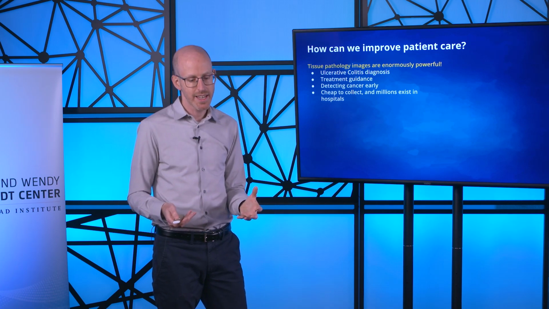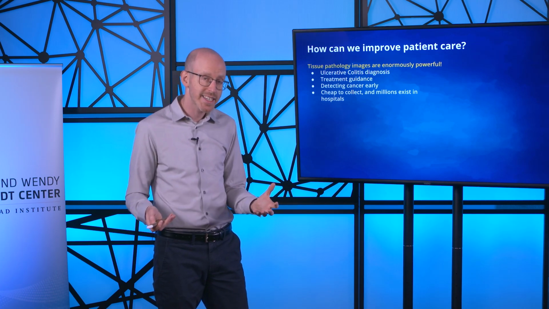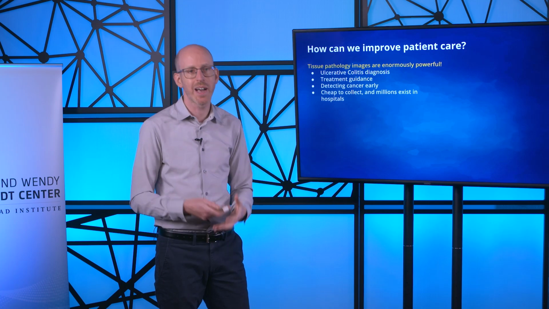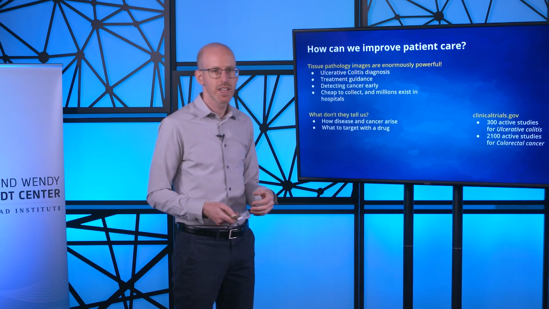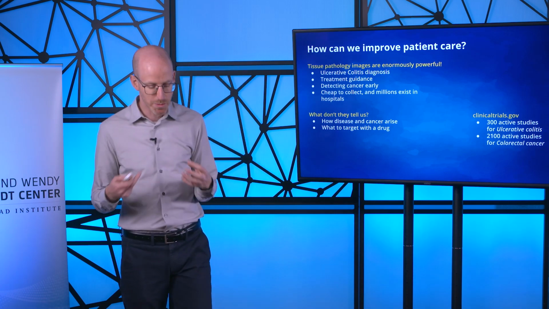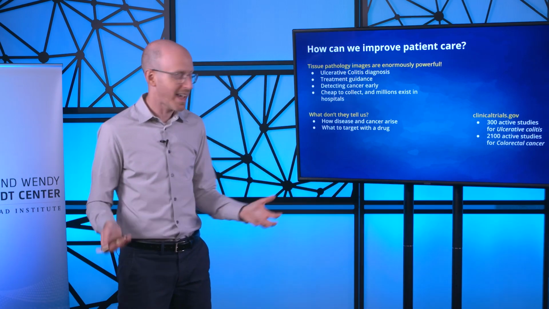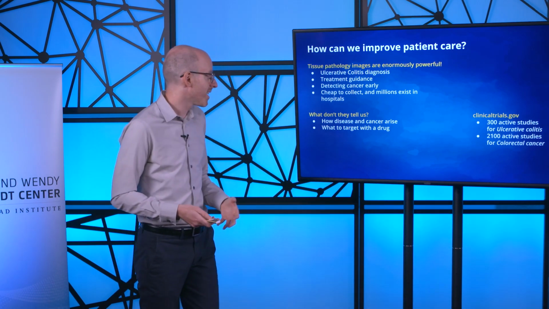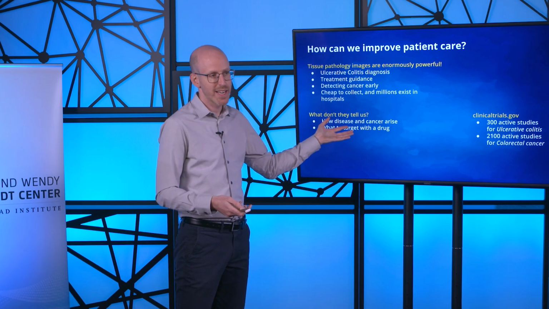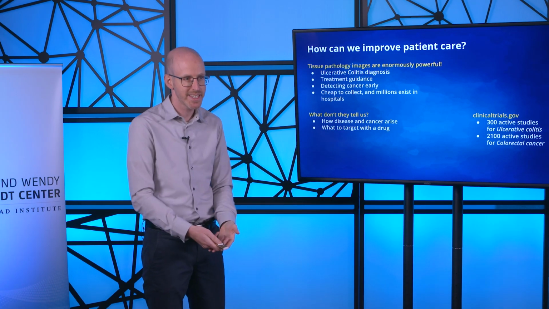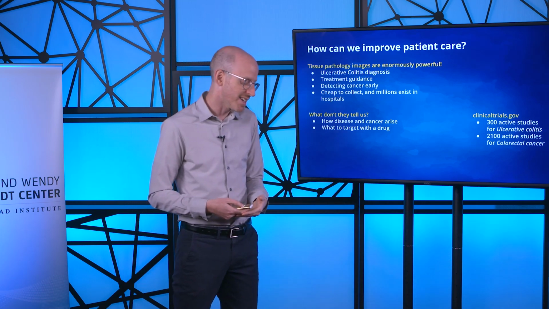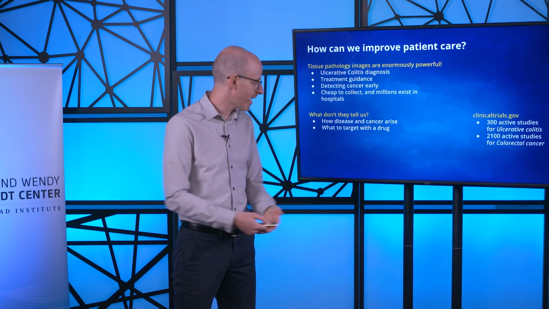So this is, in a sense, a really amazing data set for machine learning because it's images and you have many, many of them, and often they are annotated. At the same time, the tissue pathology images don't tell us everything. They don't tell us how ulcerative colitis arises. They just tell us there is ulcerative colitis. So they don't tell us anything about the disease mechanism. They don't tell us how a cancer could arise.